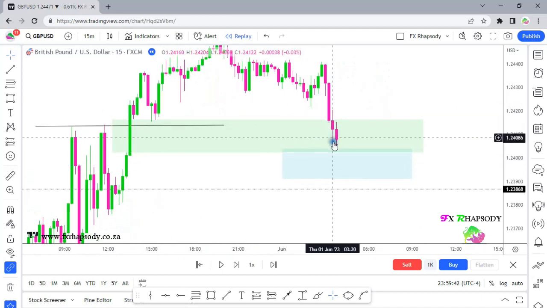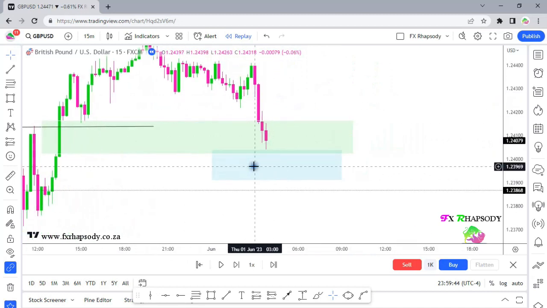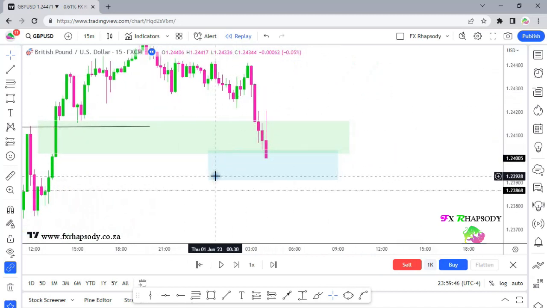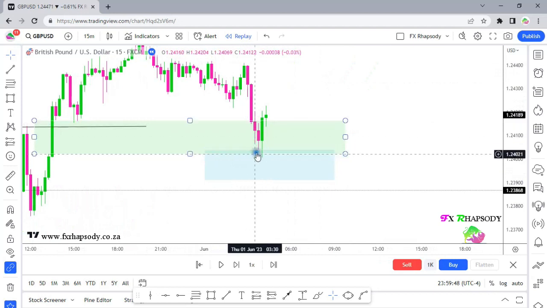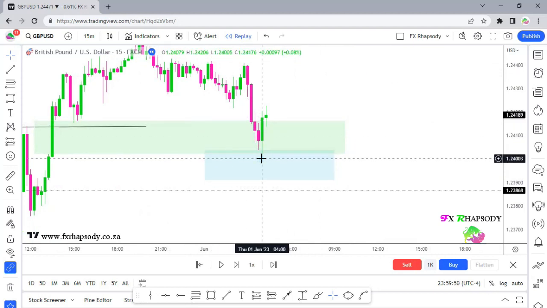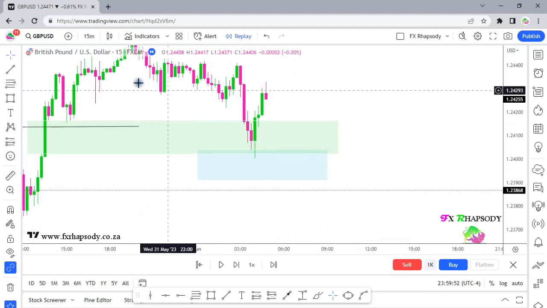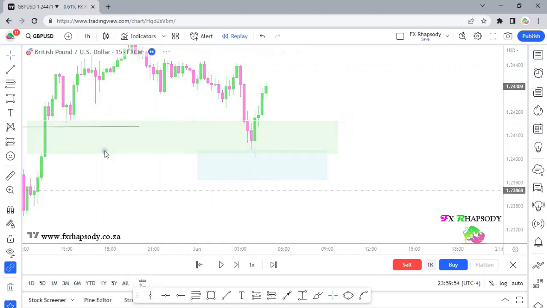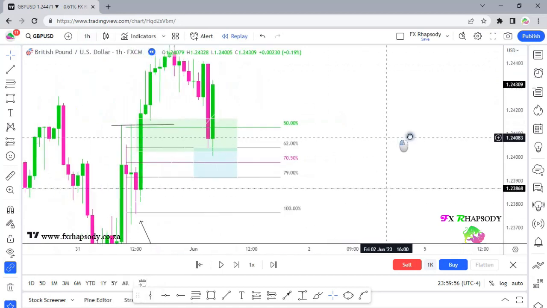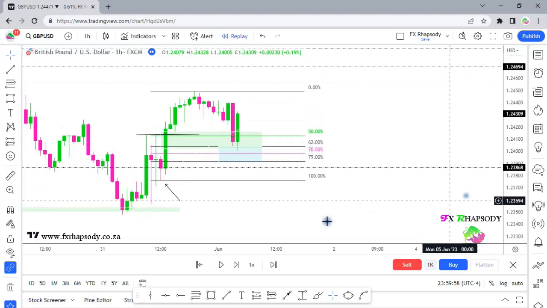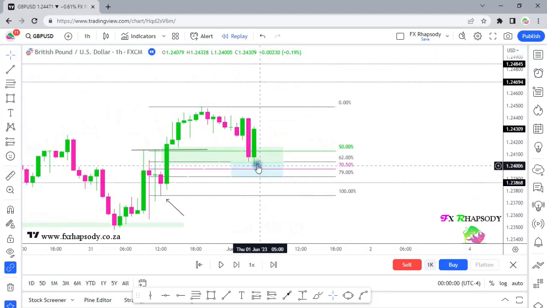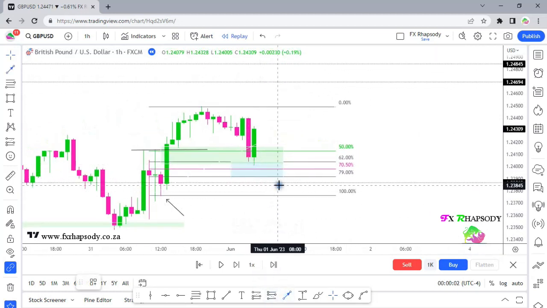And I want price to hit that 62% area, and then I'm looking for buy opportunities. On the 15 minutes, price fills that fair value gap, hits that 62% area, and then starts moving up. Going to the 1 hour time frame, we can see that. Zooming out, that's our second opportunity in the market, right there.